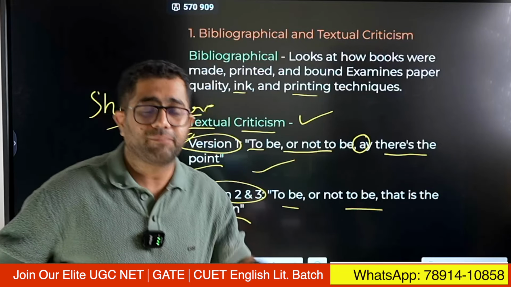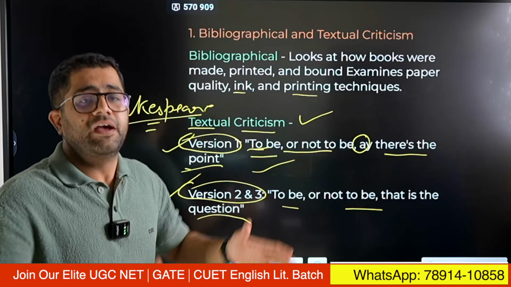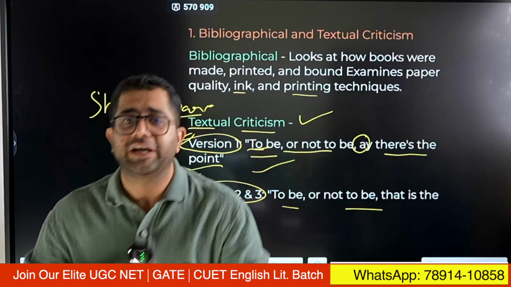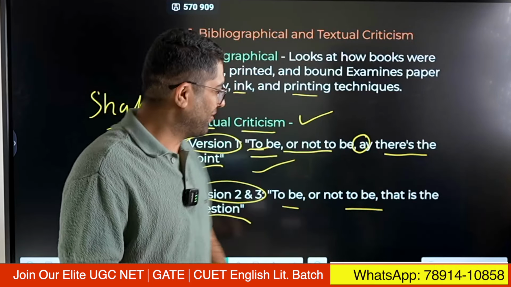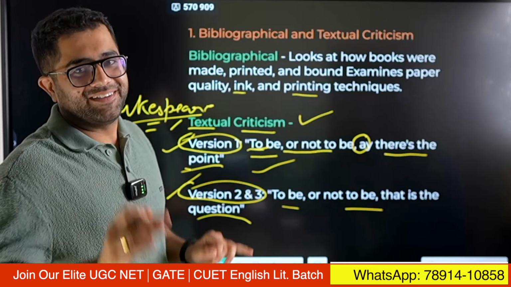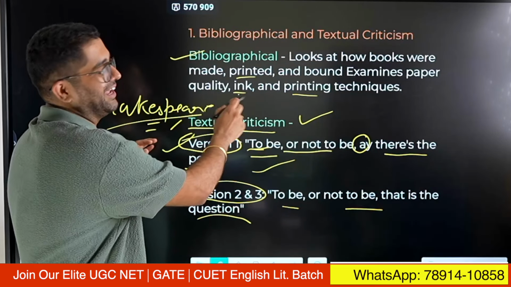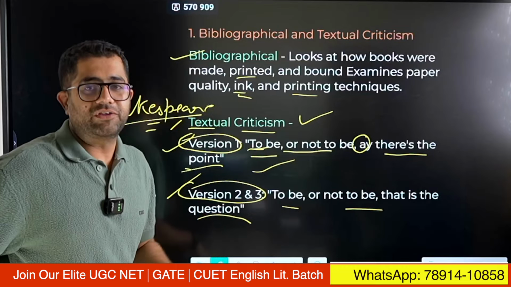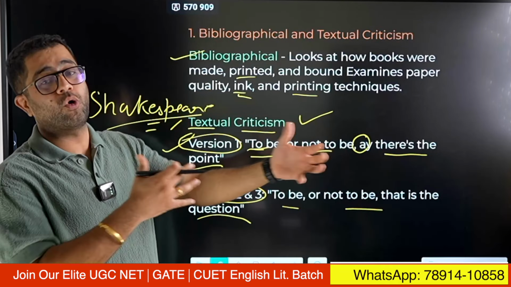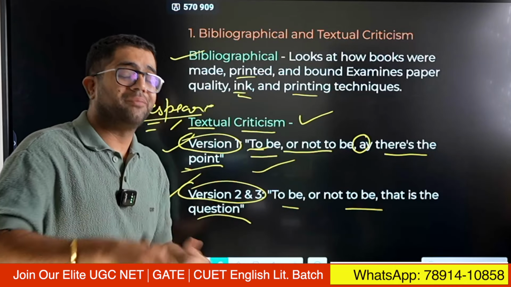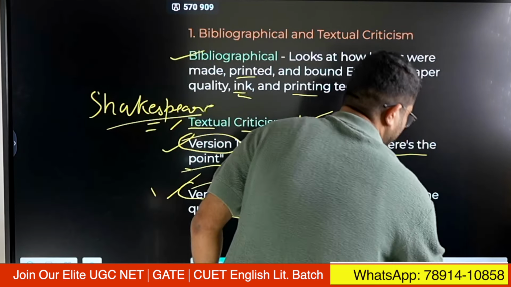So textual criticism is when we study the versions, manuscript 1, manuscript 2, manuscript 3, when we read the versions of these things. I hope you are getting the point. This is what textual criticism is all about. Bibliography means printing, ink and all that, and textual criticism is about what the scholars were writing, how the multiplication of manuscripts has been generated. Okay, let's move on to the next one.